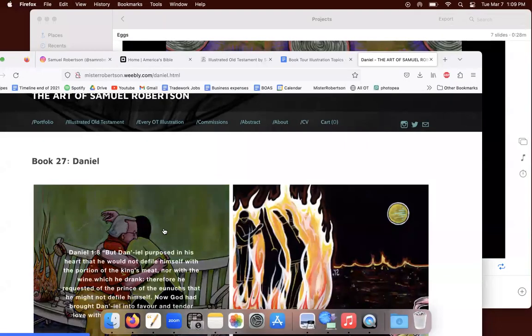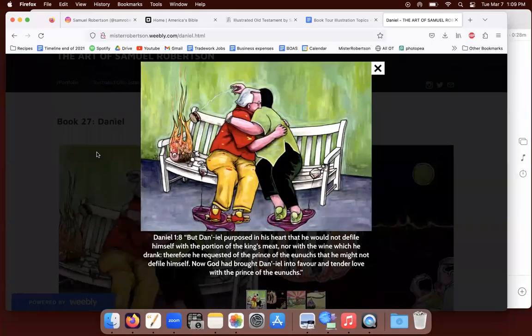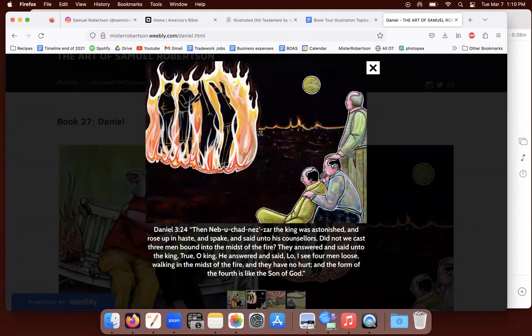But then if you want to see the Daniel ones too, I'll share my screen. And then there's this one. It was a pretty apocalyptic looking book. This one's about God bringing Daniel into favor and tender love with the prince of the eunuchs. That one, yeah.